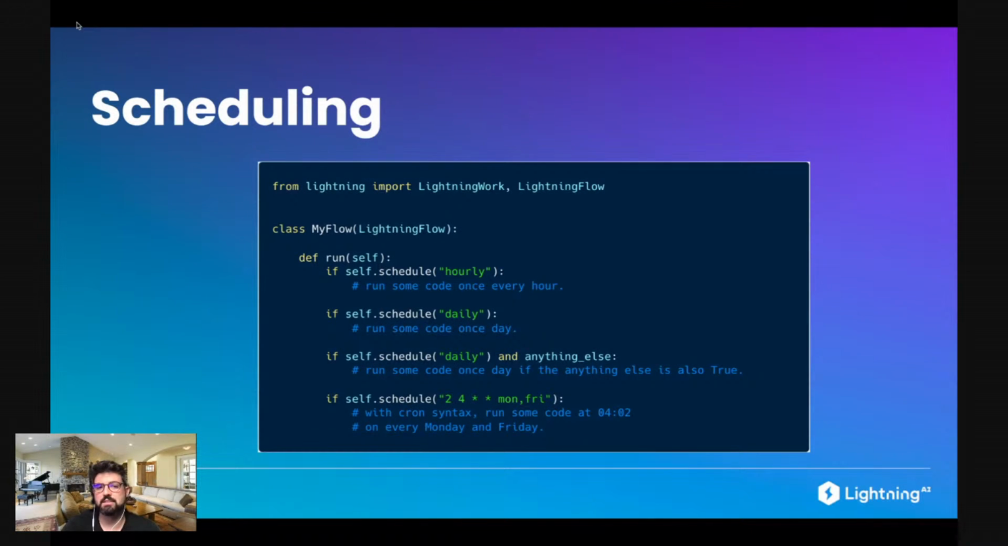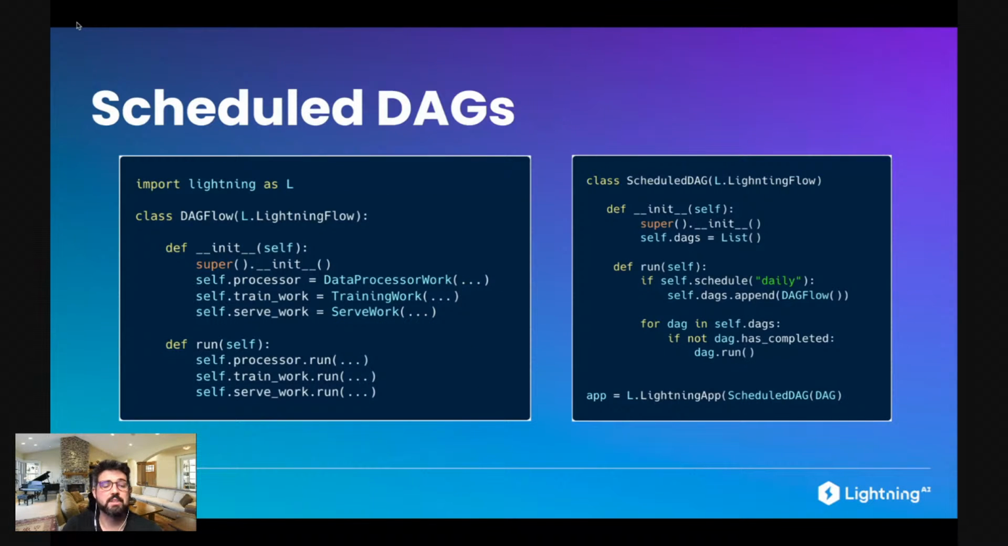We support scheduling, so you can just set that schedule in your flow, and say I want to do something every hour. But one thing which is very important here is you can coordinate in the way you care about. You can schedule DAGs, right? So on the left, you can write this DAG which does some processing, train and save, and say I want to create this DAG every day and simply run it if it hasn't completed.